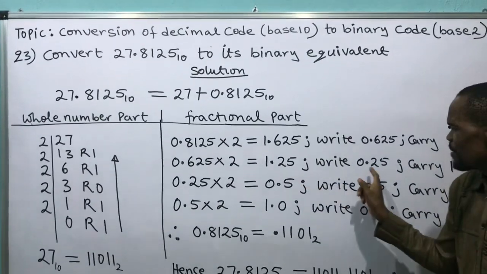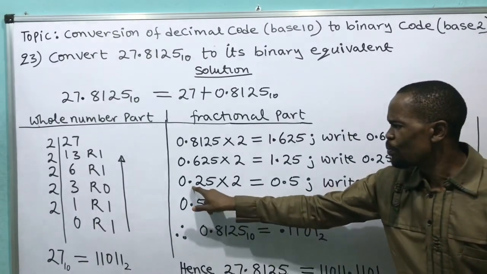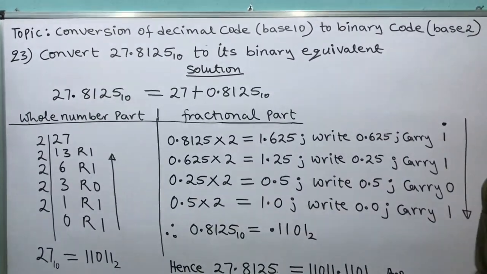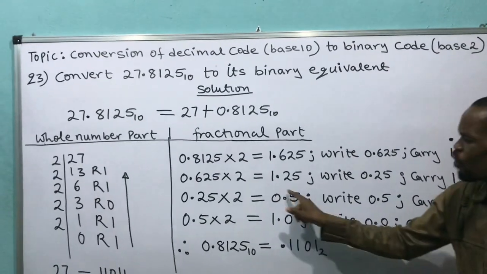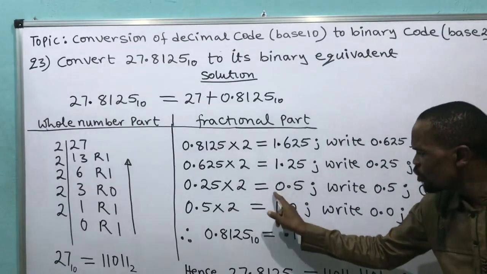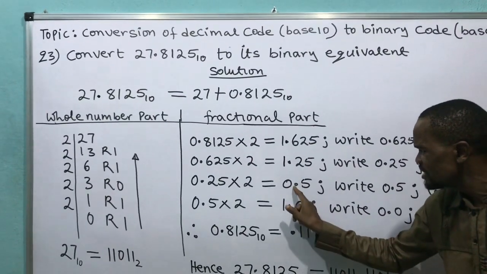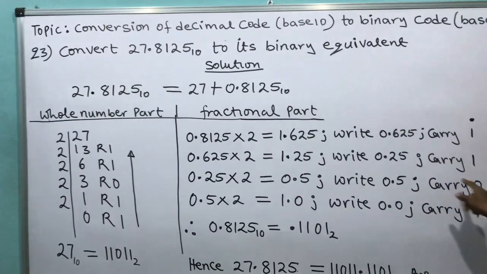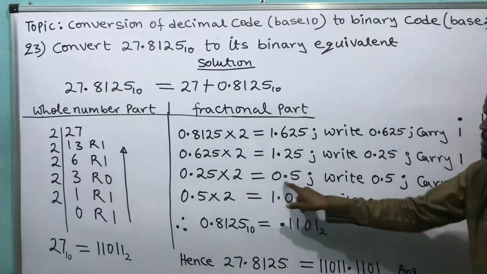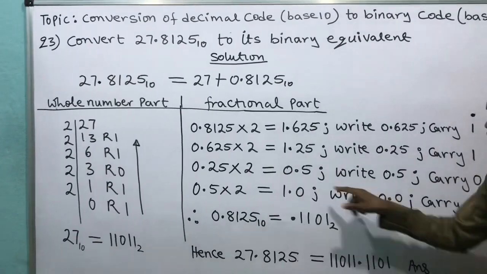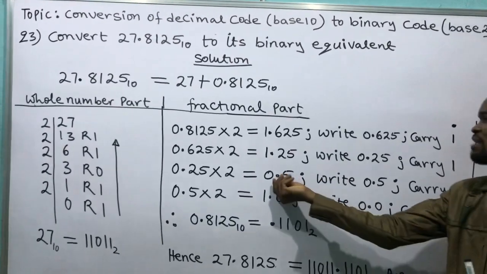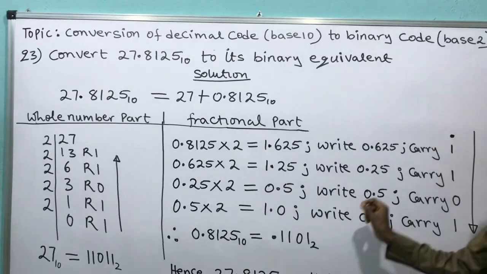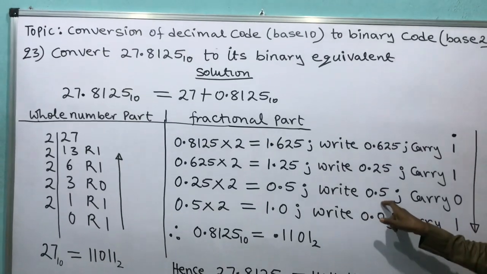Then again, I will use my fractional part, which is 0.25, multiplied by 2 again. I will have 0.5. And what is my whole number part here? My whole number part is 0. Look at what is here. After this decimal, what is there? It is 0. I will carry the 0 over here. I will write my fractional part, which is what? 0.5. After I have taken 0, what will remain is 0.5, which is my fractional part.